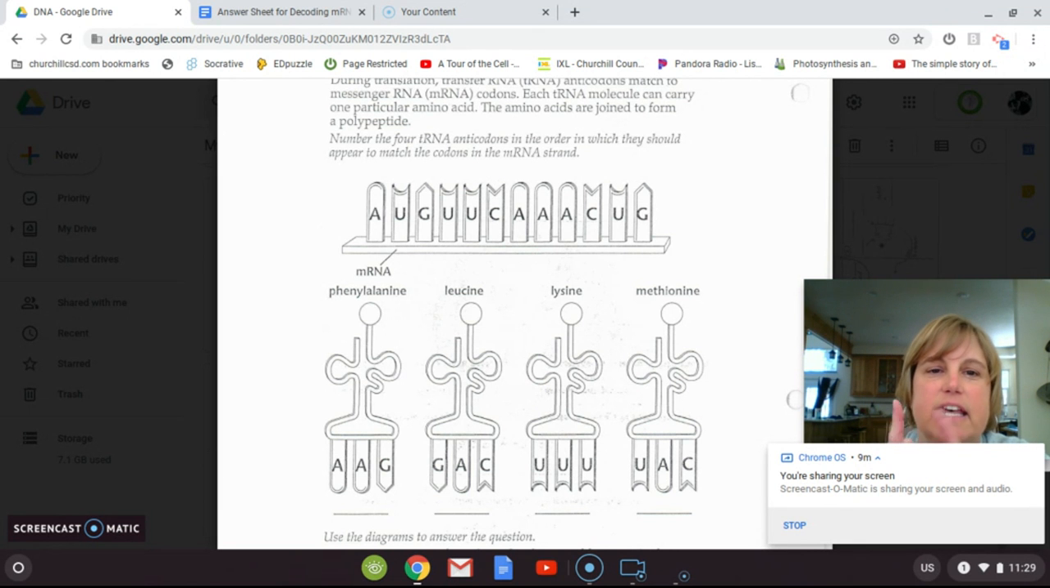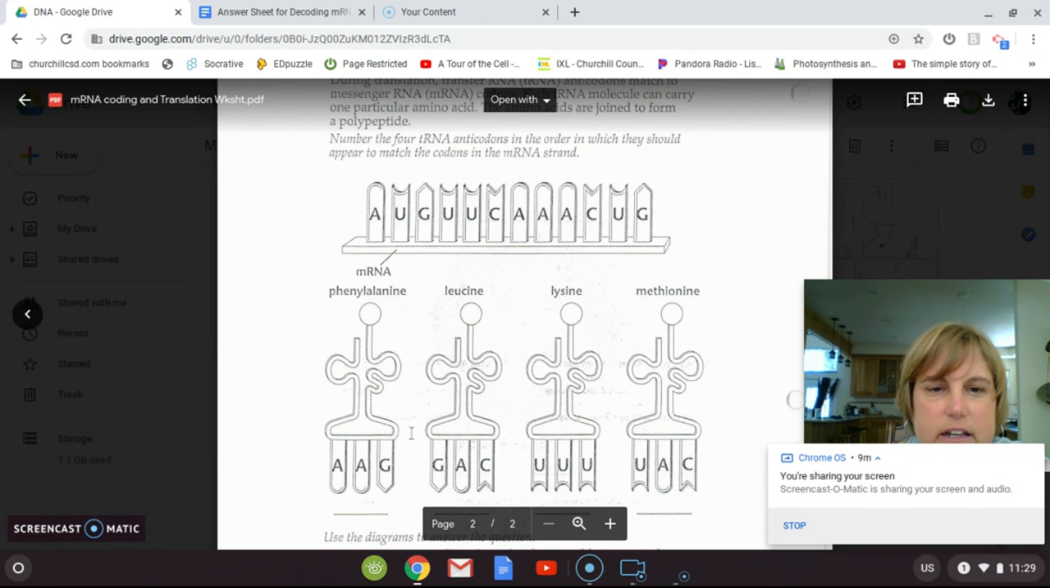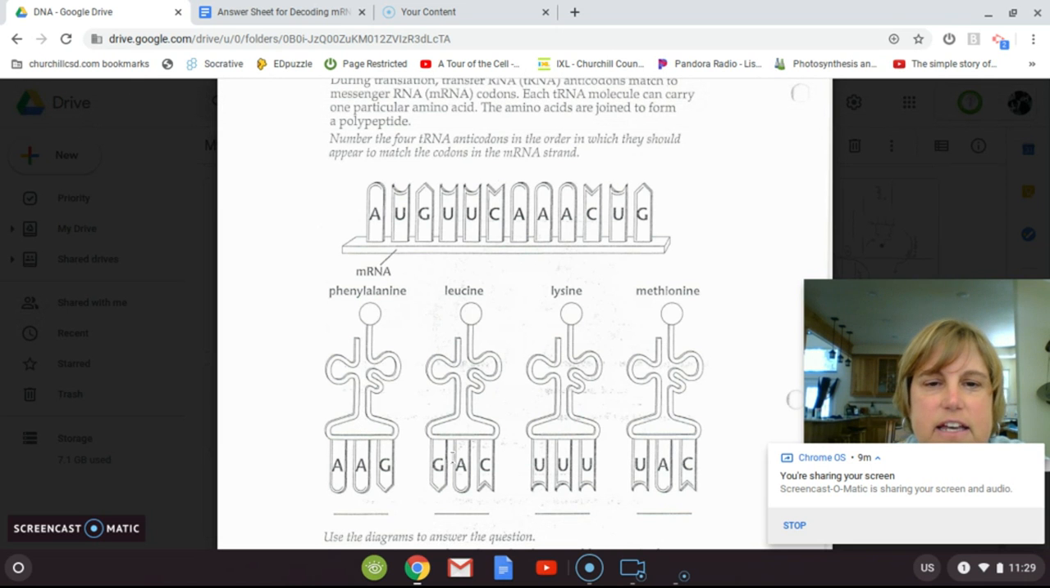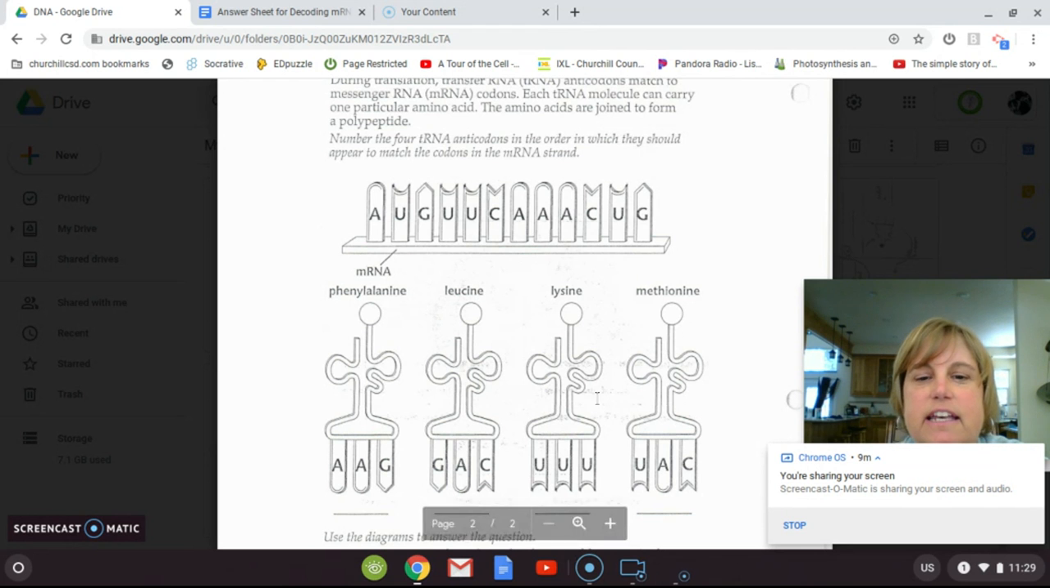So I'm going to say that again. Number the 4 tRNA codons in the order in which they should appear to match the codons in the mRNA strand. So here's my mRNA strand. And here, I have 1 tRNA that's carrying phenylalanine. I have 1 tRNA that's carrying leucine. This one's carrying lysine, and this one's carrying methionine.